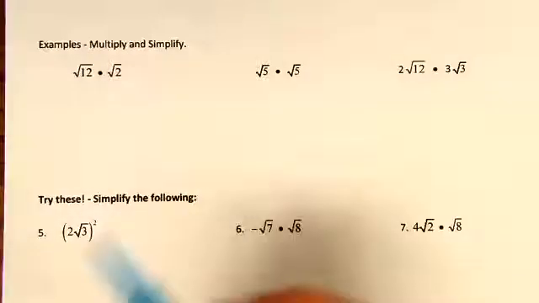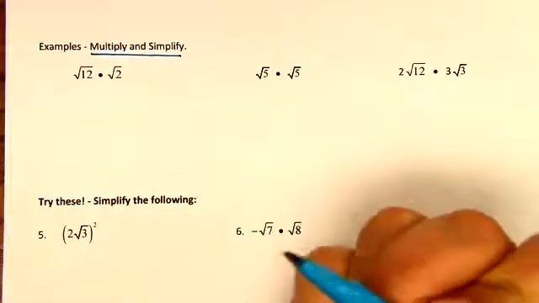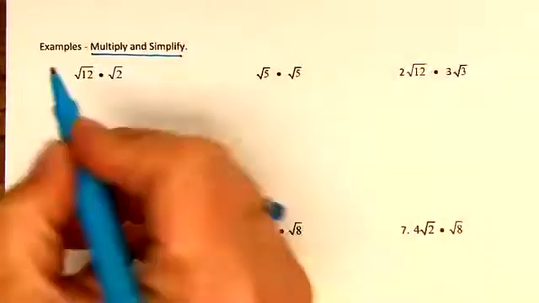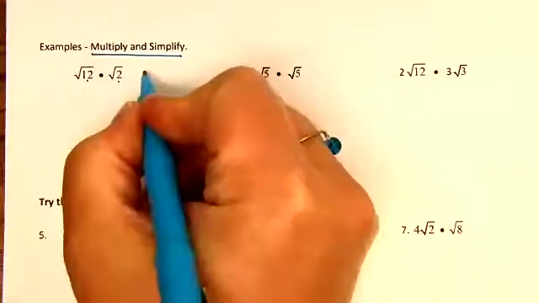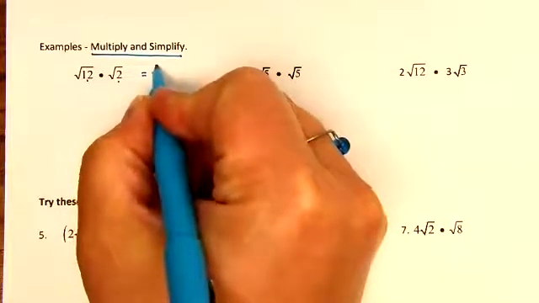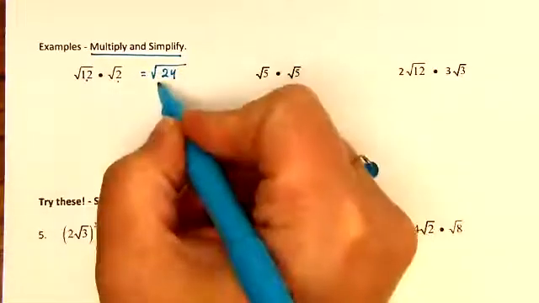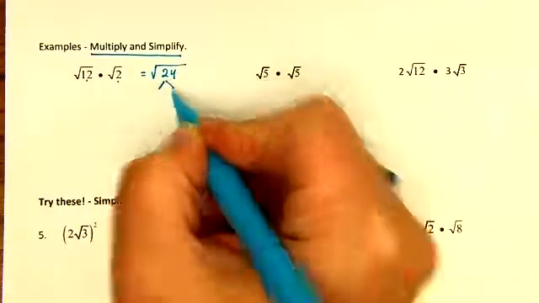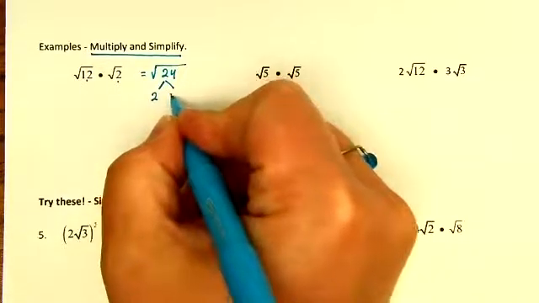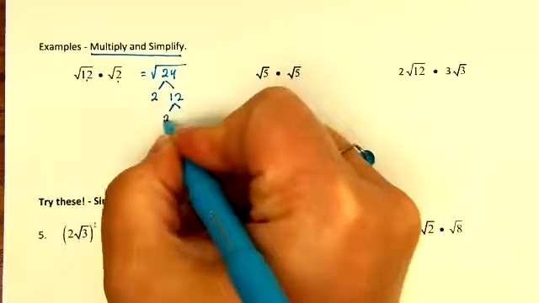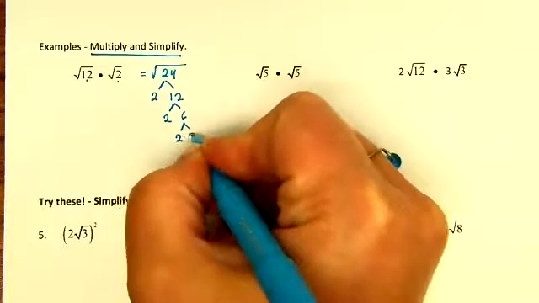Next, we want to talk about how to multiply and simplify. When you have a multiplication problem that involves radicals, you can multiply the things that are under the radicals. So this can become radical 24. 2 times 12 is 24, right? And then you can break that down. You can do your factorization tree into, well, surprise, 2 and 12. And then the 12 breaks down into 2 and 6. And the 6 can break down into 2 and 3.